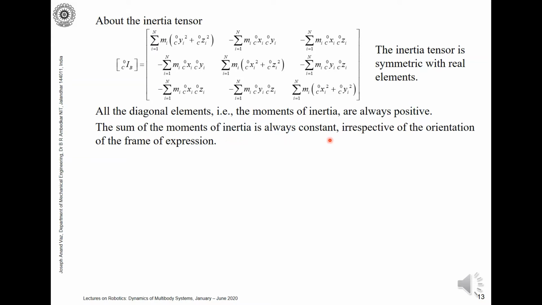The sum of the moments of inertia is always constant, irrespective of the orientation of the frame of expression. And this is a matrix property. You can see that the sum of the diagonal elements remains invariant. Even if you change the orientation of the frame of expression, you will still obtain the same sum. It's called the trace.